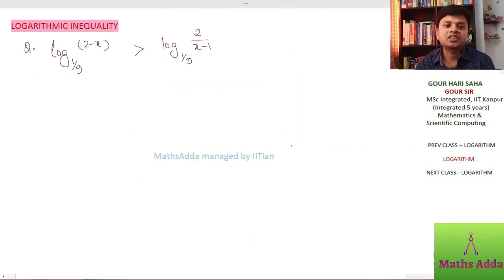So this will be our last question for today's class. Log of 2 minus x base 1 by 9 is greater than log of 2 by 1 minus x base 1 by 9.